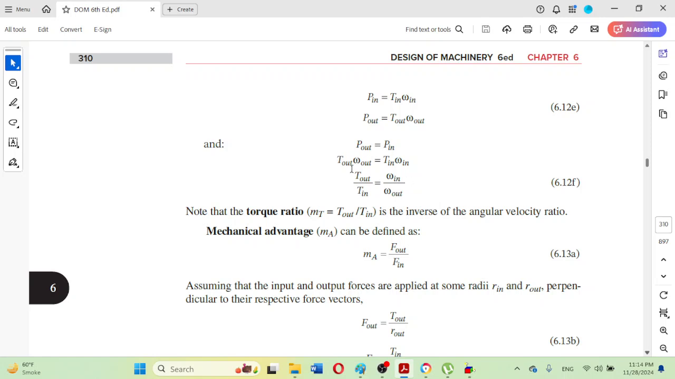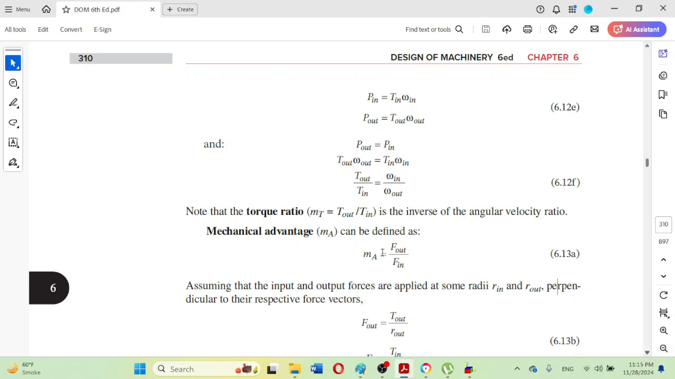So for the conservative system, T out omega out is equal to T in omega in, and so that comes out to be T out divided by T in. So here again we can observe that the torque ratio, meaning the output torque divided by the input torque, is actually the reciprocal of the angular velocity ratio. So this is also a conclusion that the torque ratio is actually the reciprocal of the angular velocity ratio. So note that the torque ratio is the inverse of the angular velocity ratio. So next comes the mechanical advantage.